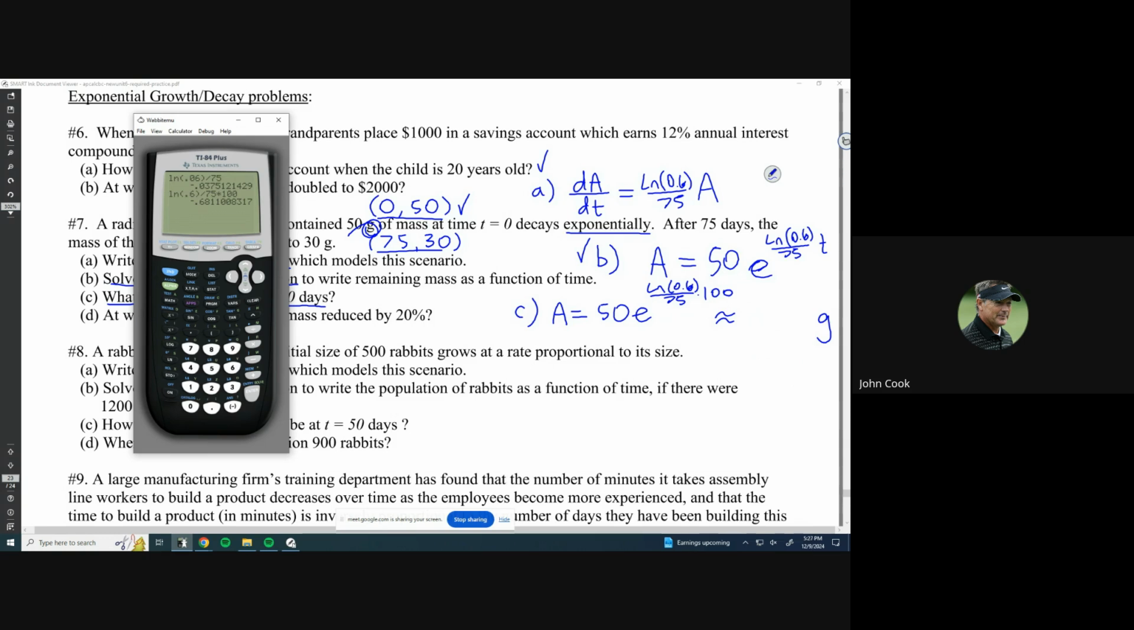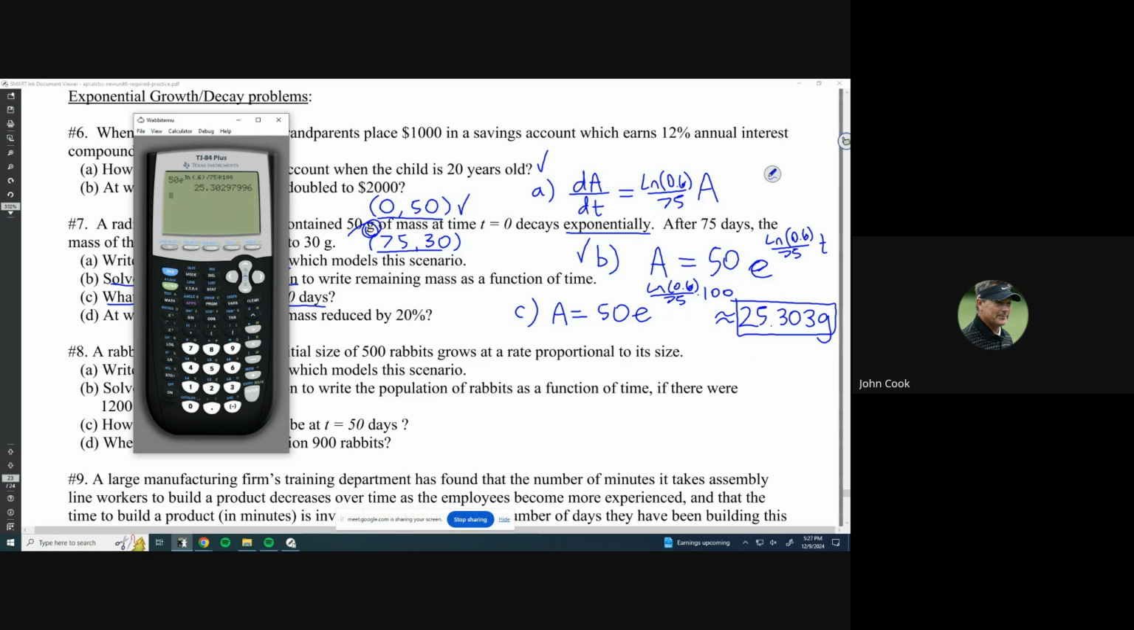Okay, that's that. Oh, wait. I don't need that. I need the whole thing, don't I? 50, there we go, times e to the power of, then I'll put in the rest of it, natural log of 0.6 divided by 75 times 100. There we go. That's the one I want. And so I get 25.303 grams. There's my answer for part C.